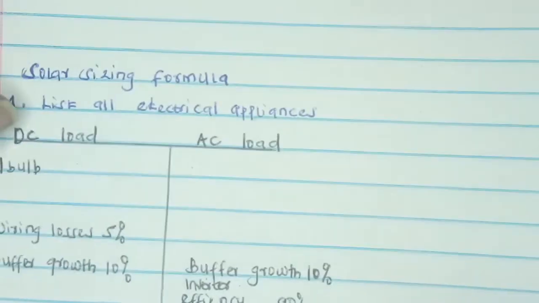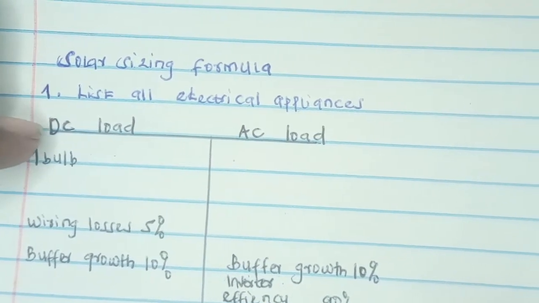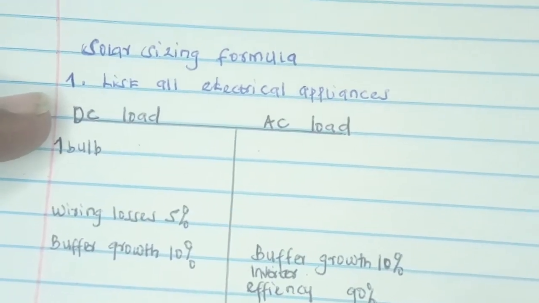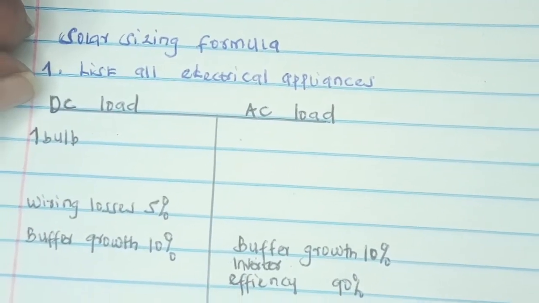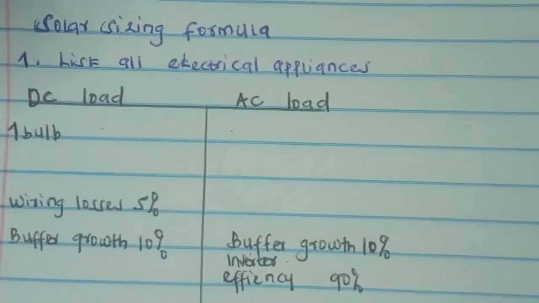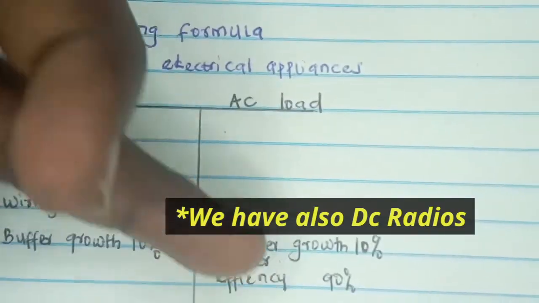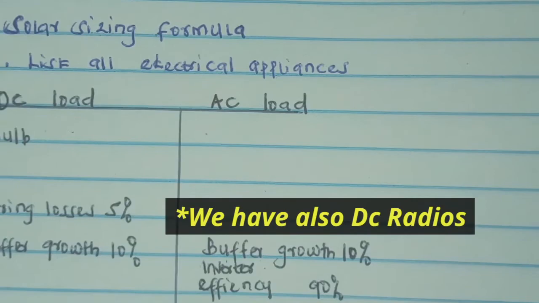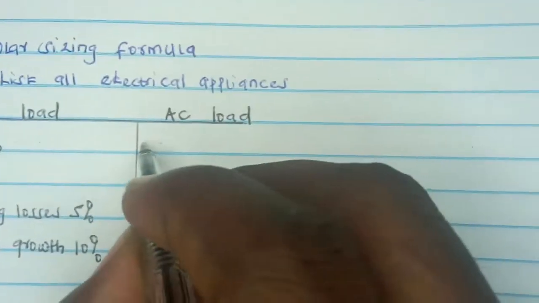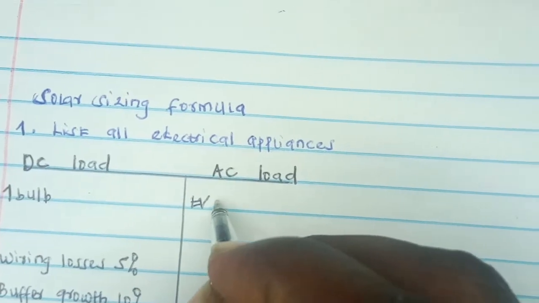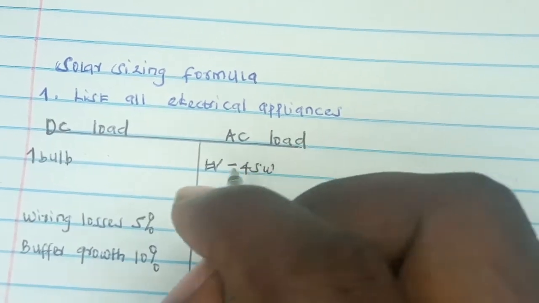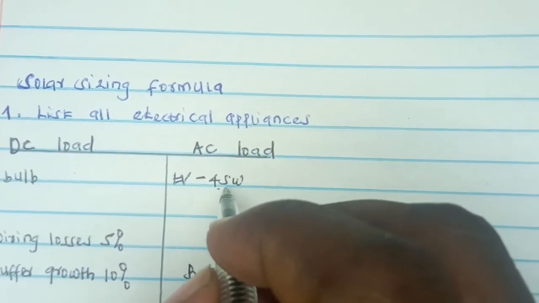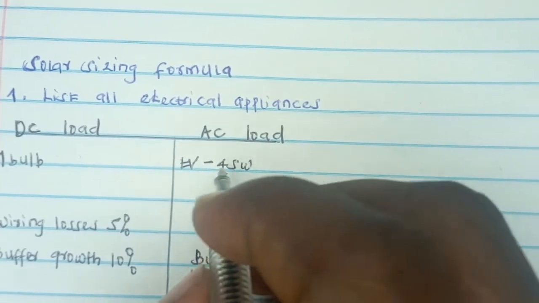So the first step, we shall divide our load into DC load and AC load. In most cases, only bulbs operate with DC in our modern times, and most loads are AC. Like maybe we give an example of a TV. Most TVs are rated at 45 watts, and you can see this value in the box that you bought with your TV.